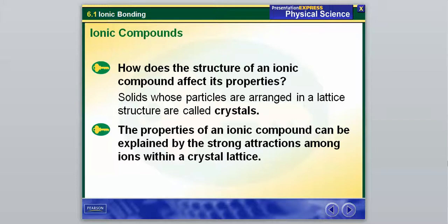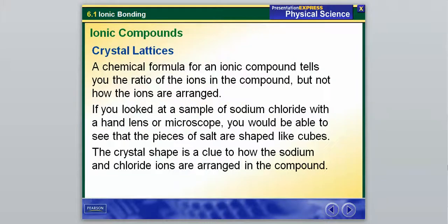It says again, how does the structure of an ionic compound affect its properties? Solids whose particles are arranged in a lattice structure are called crystals, and the properties of an ionic compound can be explained by the strong attraction among ions within a crystal lattice. Last time I told you just to hold on to that piece of information because we'd explain it more, and that's what we're going to do right now.